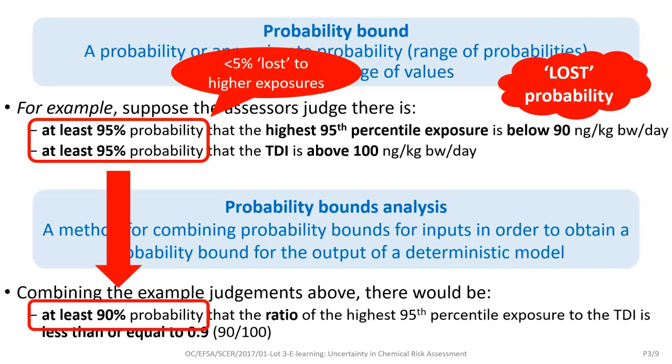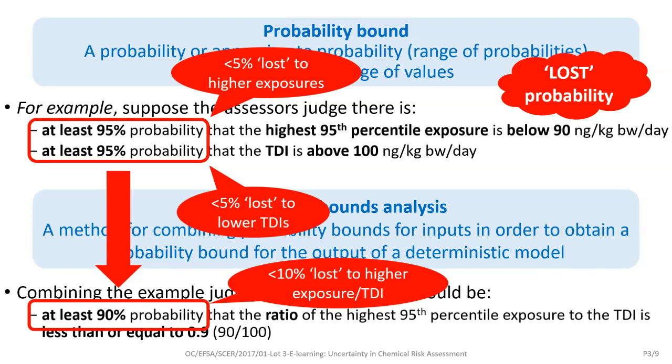Similarly, we judge there is at least 95% probability that the TDI is above 100 nanograms per kilogram body weight per day. So we have also lost less than 5% probability to lower TDIs. Then we simply add the lost probabilities for higher exposures and lower TDIs to find the lost probability for higher ratios. In our example, we have lost less than 5% for exposure and less than 5% for the TDI, so in total we have lost less than 10% to higher ratios of exposure to the TDI. In other words, there is at least 90% probability that the ratio is less than or equal to 0.9.